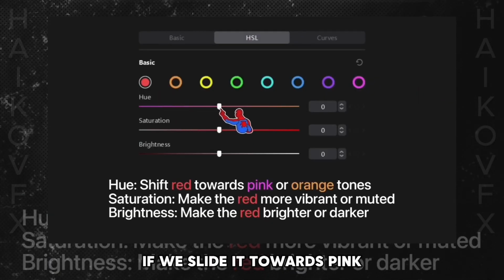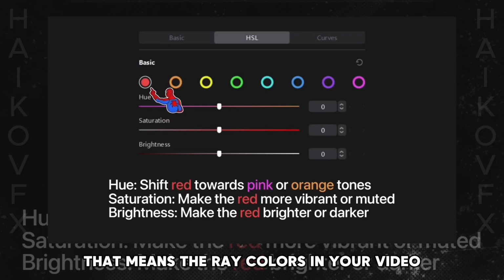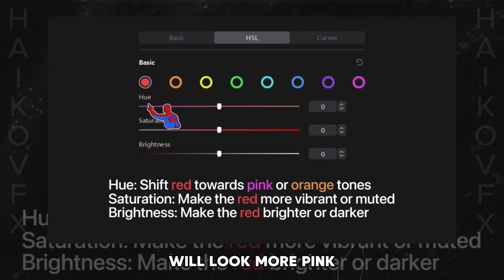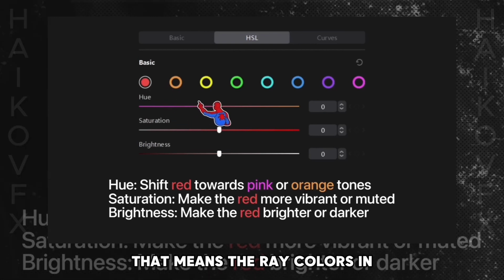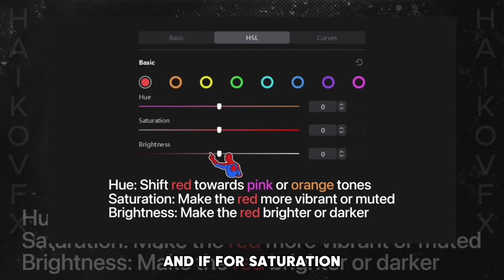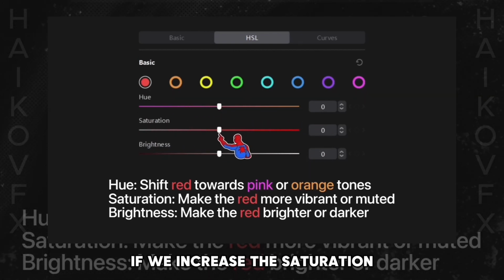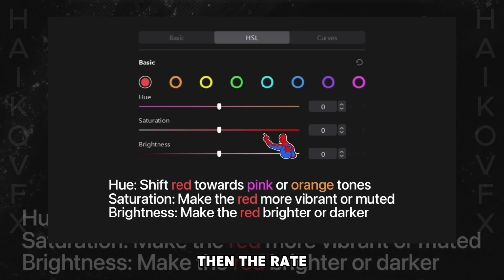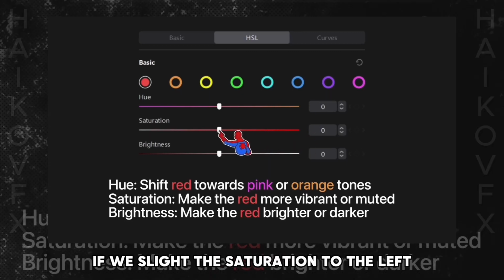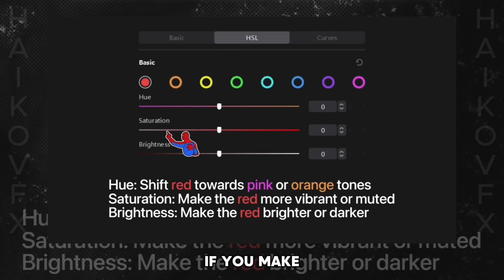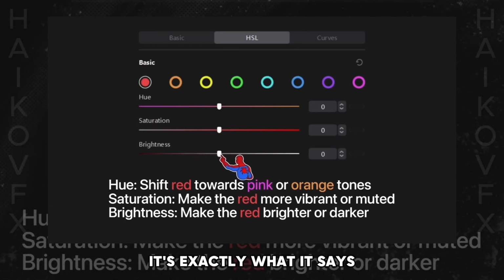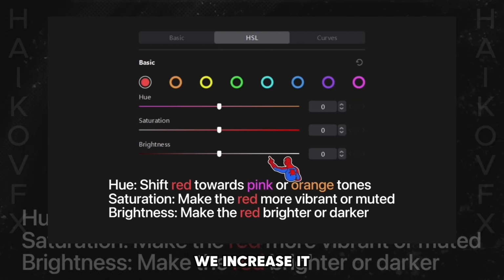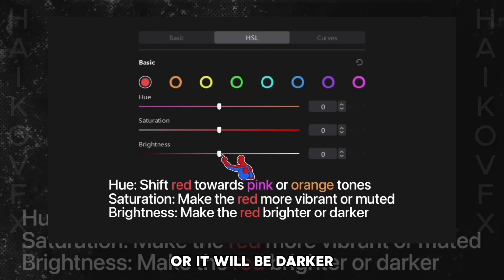Now for hue, if we slide it towards pink, that means the red colors in your video will look more pink. And if we slide the hue towards orange, that means the red colors in your video will look more orange. And then for saturation, you already know by now, if we increase the saturation, then the red color will become more vibrant. If you make saturation lower, then the red colors will be more dull. And then for brightness, it's exactly what it says. If you increase it, the red colors will be brighter, or they will be darker if you decrease it.